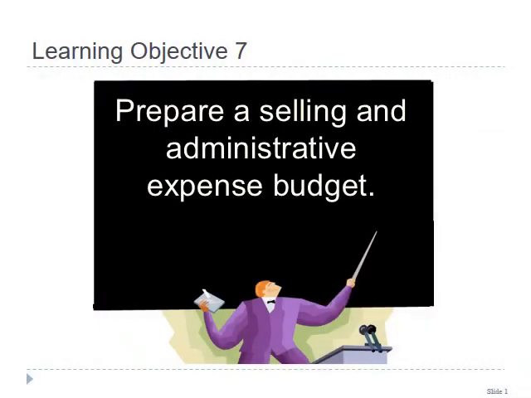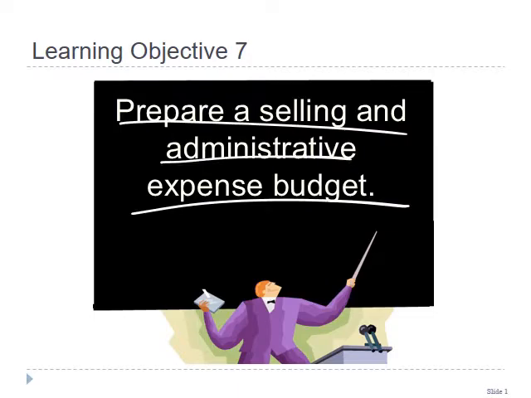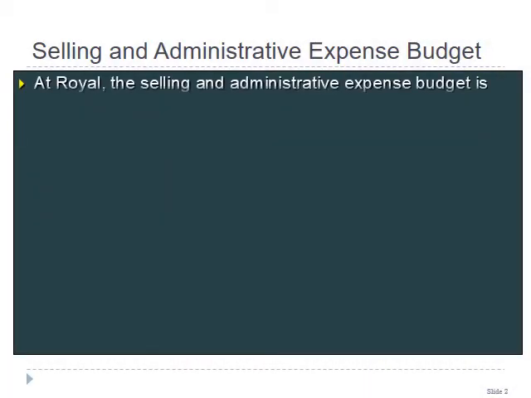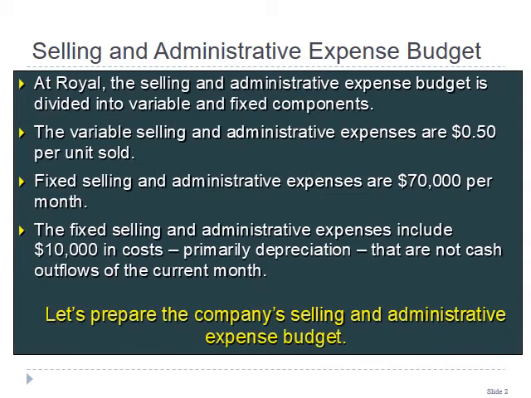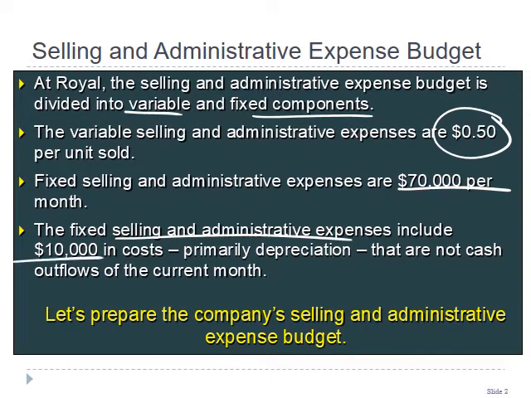And now our learning objective 7 is to prepare a selling and administrative expense budget. So let's explore this. At Royal Company, the selling and administrative expense budget is divided into variable and fixed components. The variable selling and administrative expenses are 0.50 per unit sold, fixed is 70,000, and fixed administrative and selling expenses include 10,000 in cost, primarily depreciation, which is a non-cash outflow of the current month.